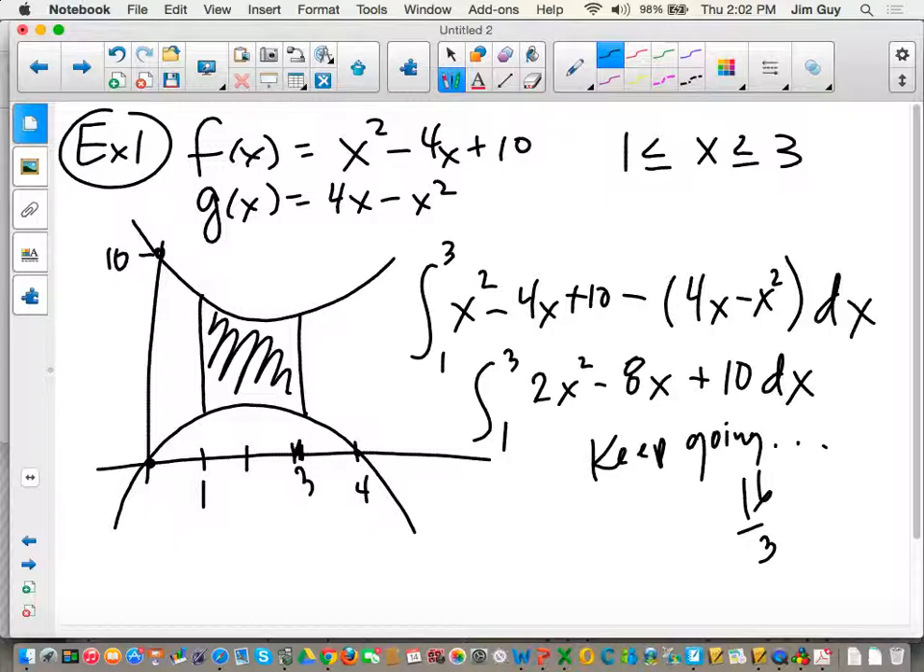Any questions on setting that up? After plugging in the limits, you're supposed to get 16 over 3. Yeah. Don't write "keep going" on your tests, okay? Please don't do that. I'm just trying to cut some time out of the notes to give you some work time. We don't need to do them all out. All right, let's do another example.